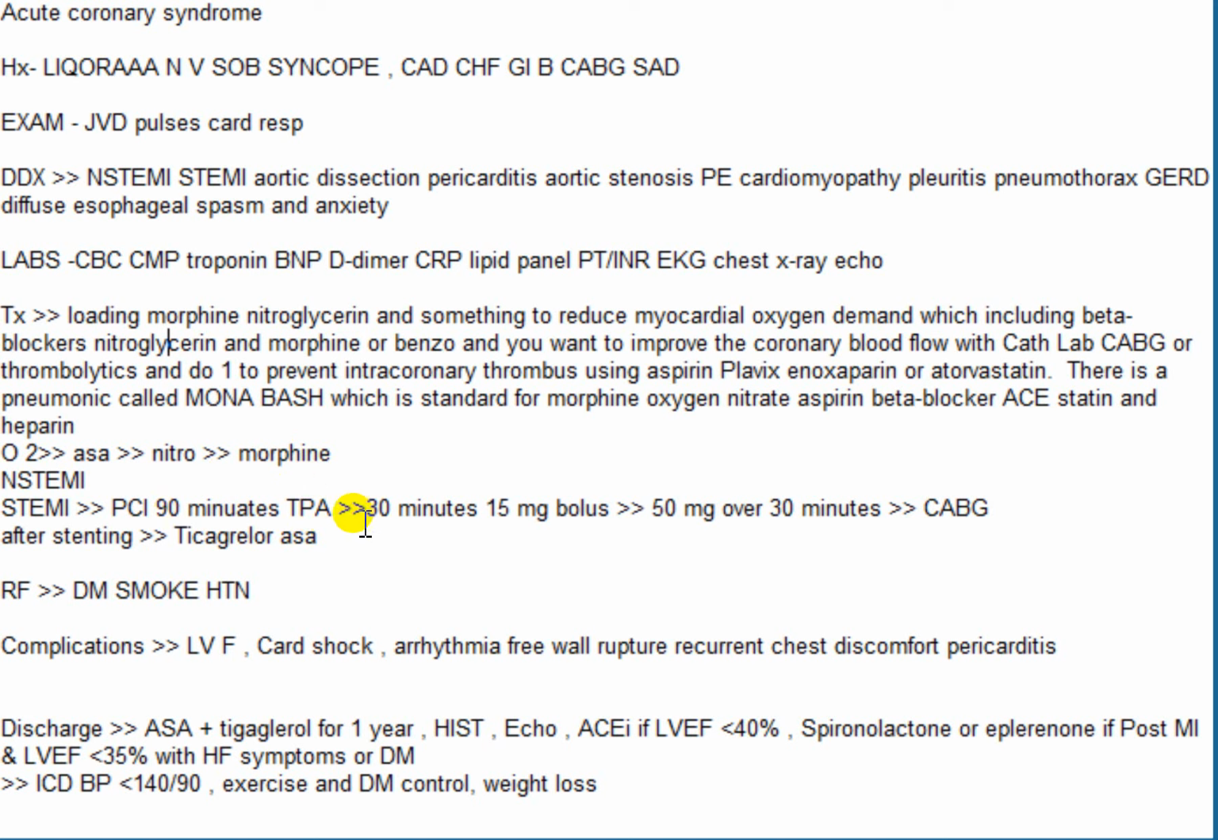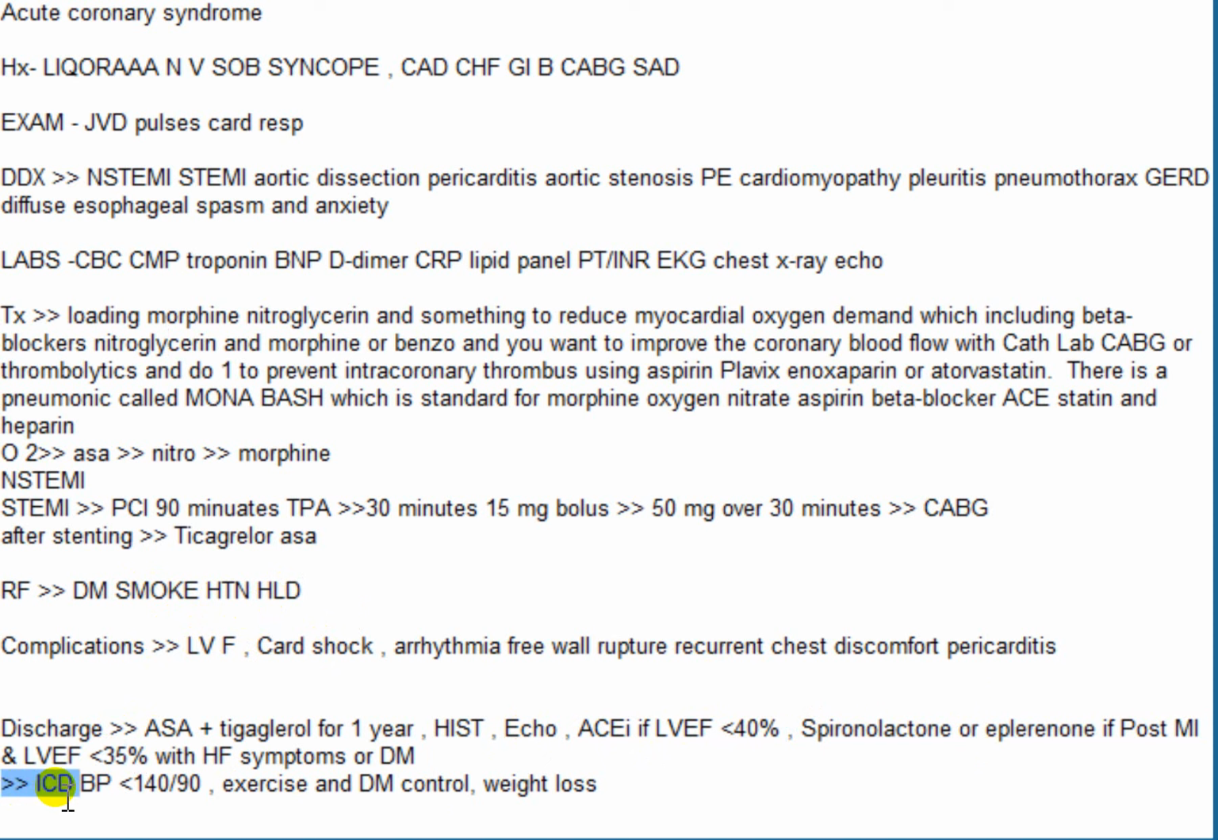If there's no PCI, then you do TPA within 30 minutes, 15 bolus, and then 50 over 30 minutes. And then after stenting, they need to be on ticagrelor for 1 year, aspirin for life. And then you modify risk factors: diabetes, smoking, hypertension, and hyperlipidemia are the modifiable. Then unmodifiable, you cannot change your sex or gender or family history. Complications, you got to be aware of cardiogenic shock, arrhythmia, rupture, and if the patient has EF less than 40, you add lisinopril. If less than 35, you can add spironolactone.